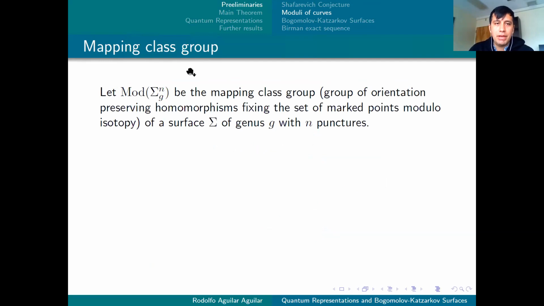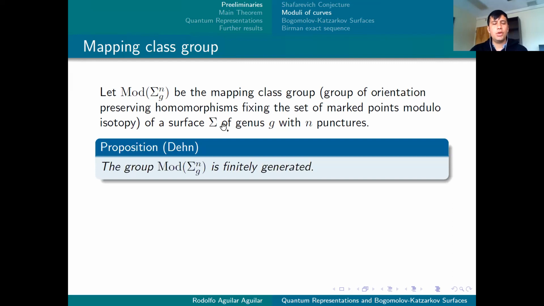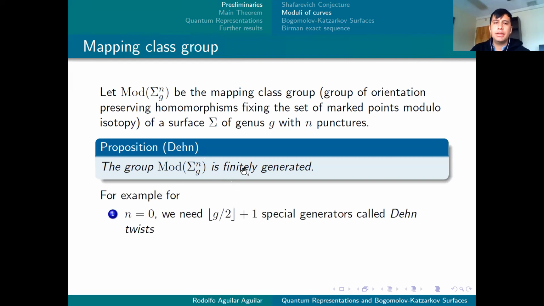And for this, I need to introduce the mapping class group. Recall that the mapping class group is the group of orientation preserving homeomorphisms that fix a set of n marked points in a surface of genus g, and we need to take it modulo isotopy. So we have a proposition of Dehn. He showed that this group is finitely generated. We would only need two cases, n equal 0 and n equal 1.